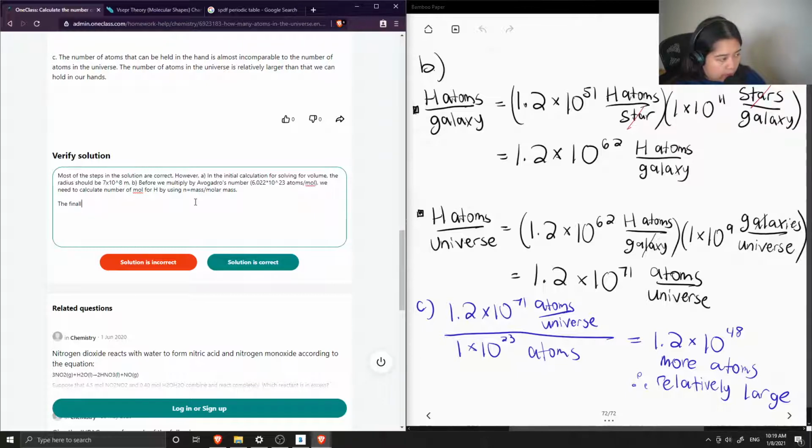The final answer should be 1.2 times 10 to the power of 71 atoms in the universe.